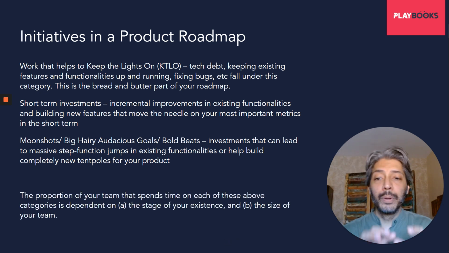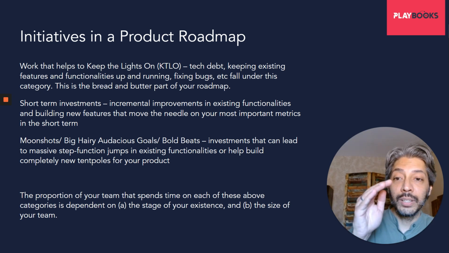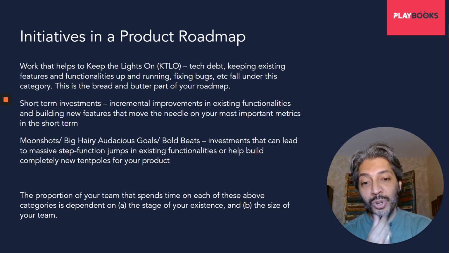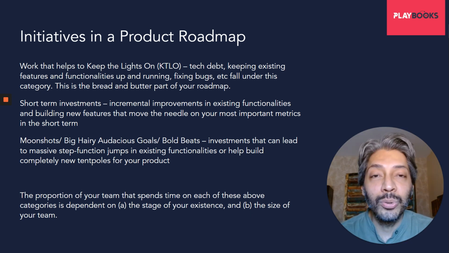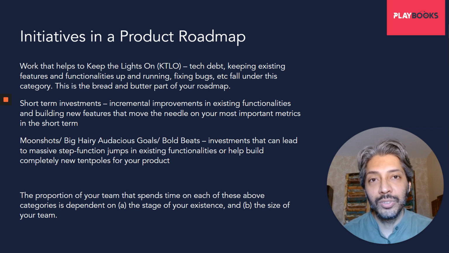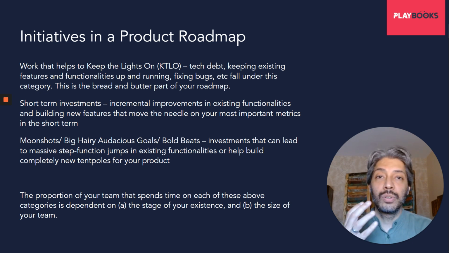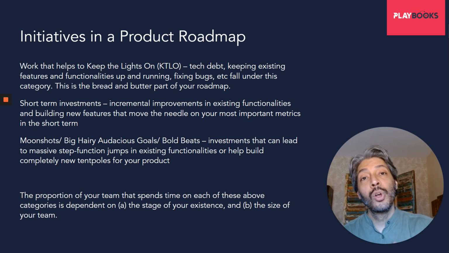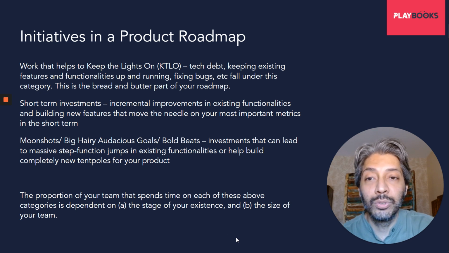Now, the proportion of your team that spends time on each of these three categories, right? So keeping the lights on, short-term investments, and moonshots depends very much on the stage of your existence, but also on the size of your team, right? So if your team is very small, the chances are you can't do all these three things. So as you grow larger as a company, as an organization, you can actually distribute people across these three things. But it is also very dependent on the stage of your organization, whether you're early stage, post PMF growth stage, or you're an established, larger organization. So let's look at what the shapes of these roadmaps are.